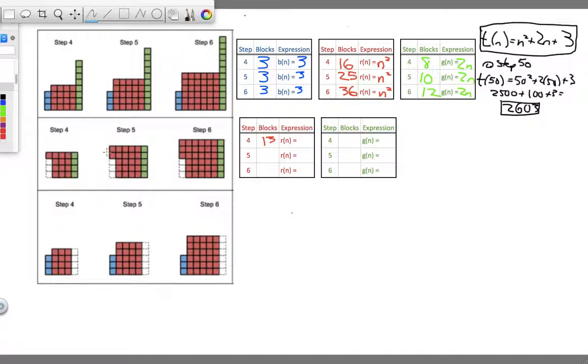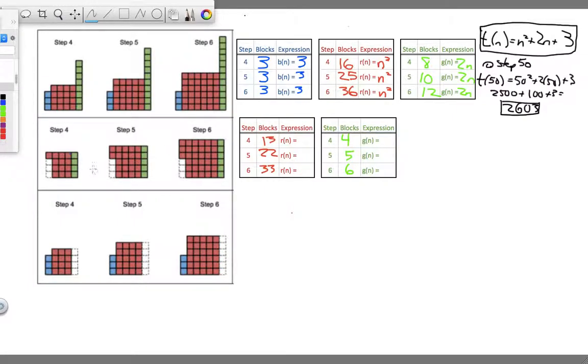If I look at step 5 and I count them up, it looks like I have 22 blocks. And finally, for step 6, if I count them up, it looks like I have 33 blocks. And then if I look at green, for step 4, I just have 4. For step 5, I have 5. And for step 6, I have 6. Now we can go back and try to calculate what the expression is.